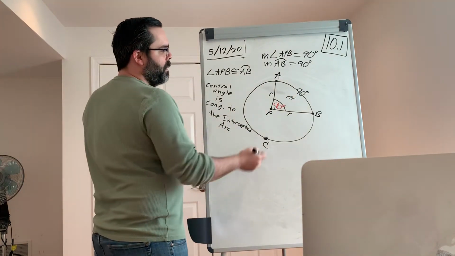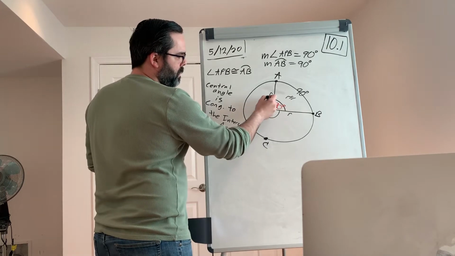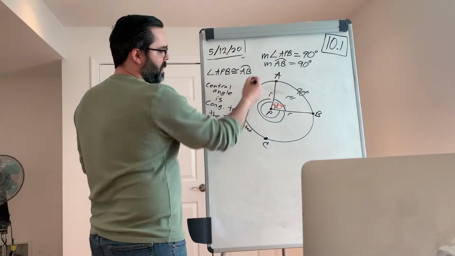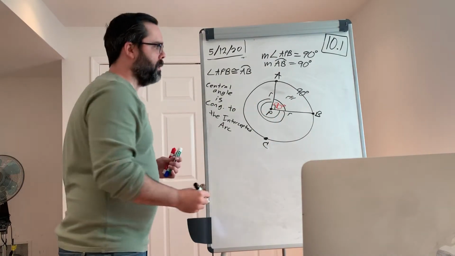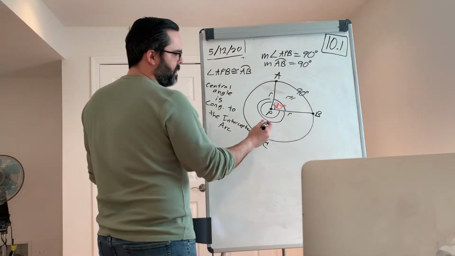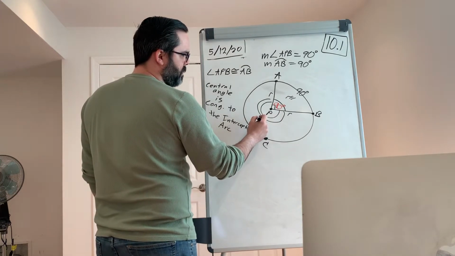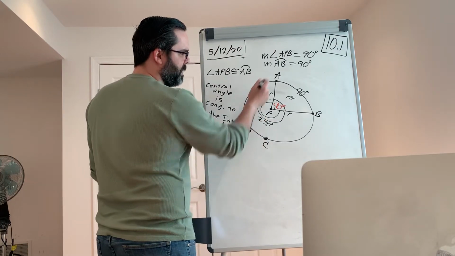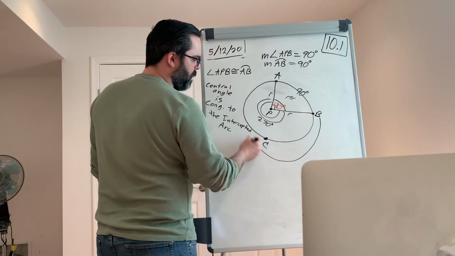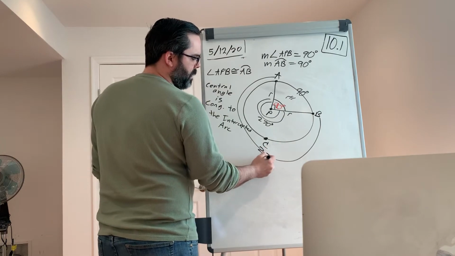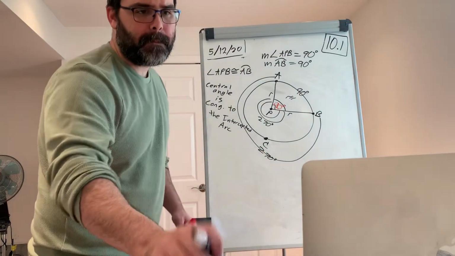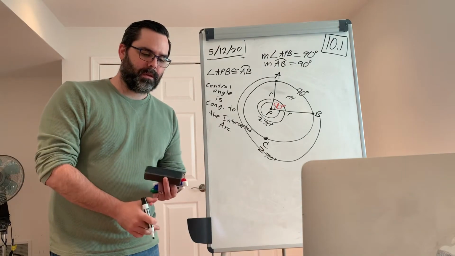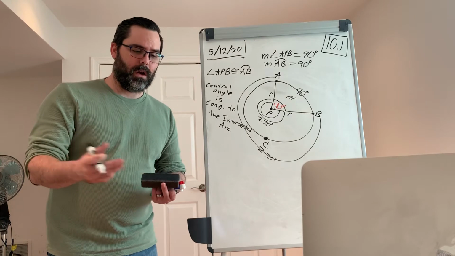Now, this angle here is also congruent to arc ACB, okay? So if this was, so this is what, 270? Yeah. So that means this arc here, from here to here, is also 270. Does that make sense? Okay, so the first thing we're going to learn is a central angle is congruent to its arc.